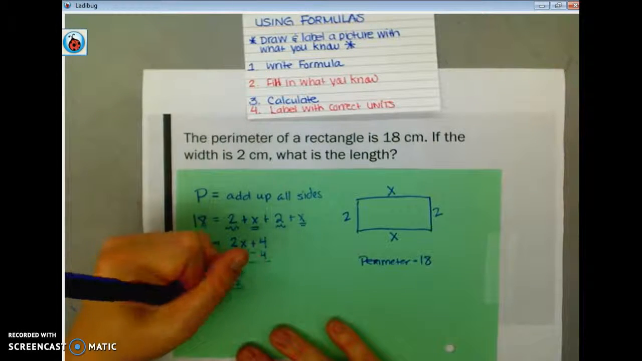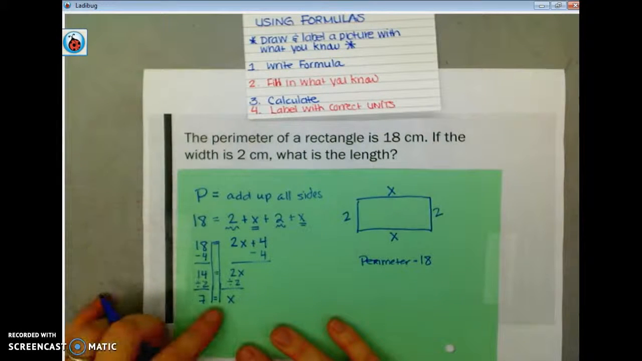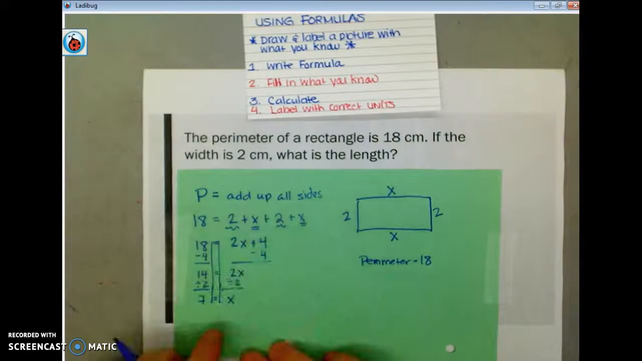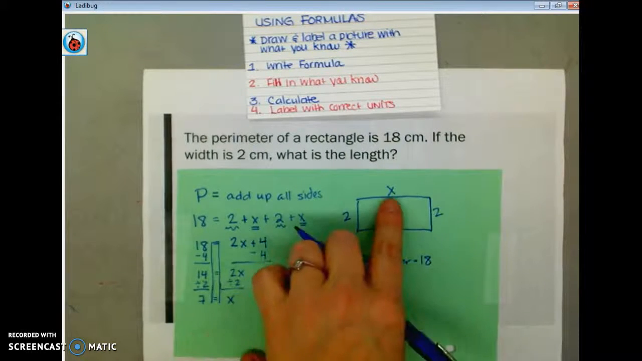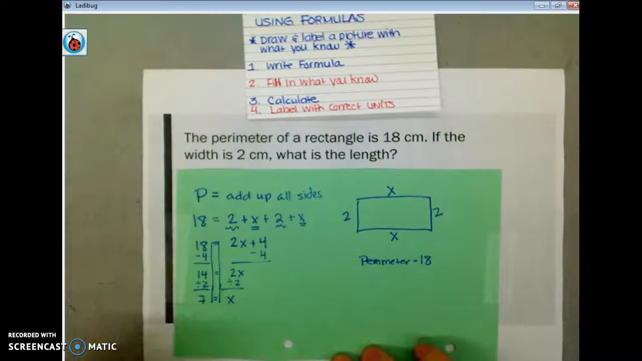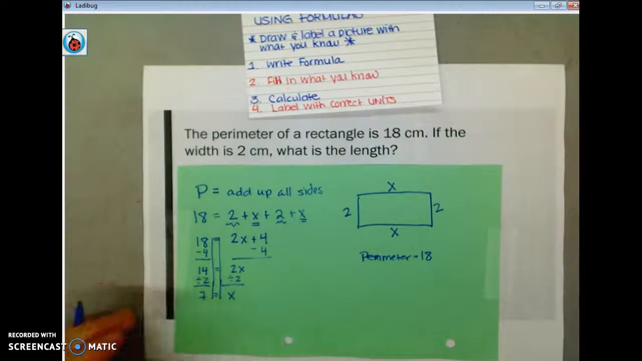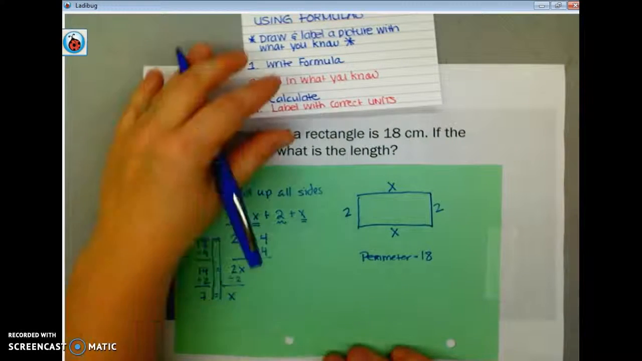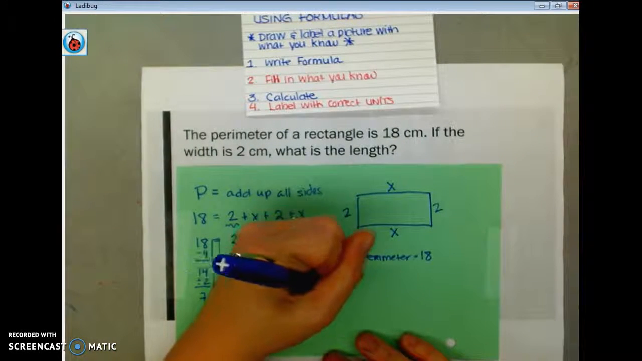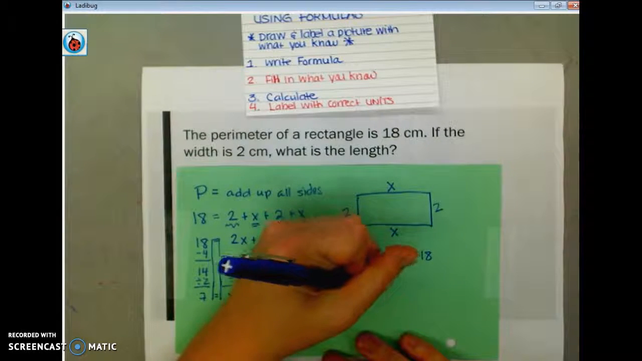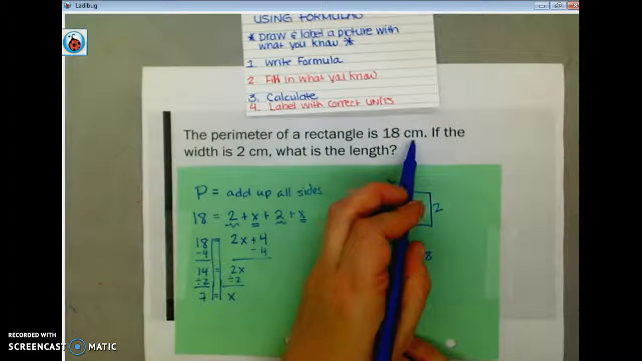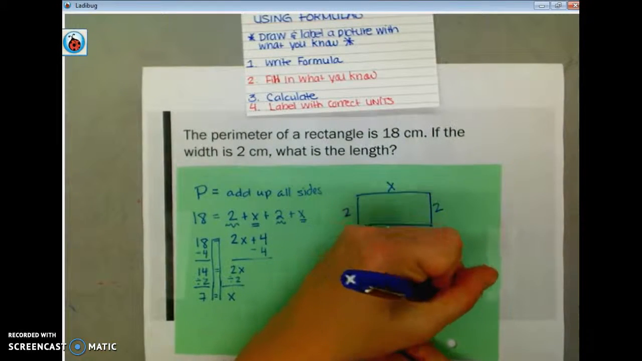7 equals x. Now, I need to make sure: is that what I was being asked to find? Going back up to the question, it says, what is the length? And it says x equals 7. I used x to stand for the length, so I know that I'm done solving this problem. It's not like it was asking me what's the area, so I'd have to plug it in and go back and find it. So this is my answer, and I'm going to answer my question in a complete sentence. The length is 7, and my units were centimeters, so it's still centimeters.